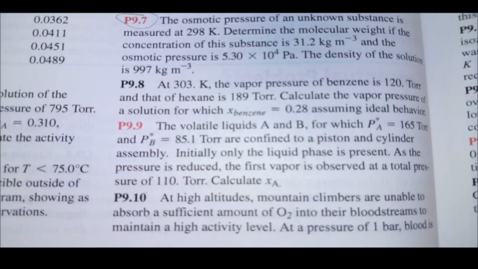The osmotic pressure of an unknown substance is measured at 298 Kelvin. Determine the molecular weight of the substance if the concentration of this substance is 31.2 kilograms per meter cubed and the osmotic pressure is 5.30 times 10 to the 4th pascals. The density of the solution is 997 kilograms per meter cubed. For this one, it's a standard osmotic pressure problem, but we have to work in reverse.